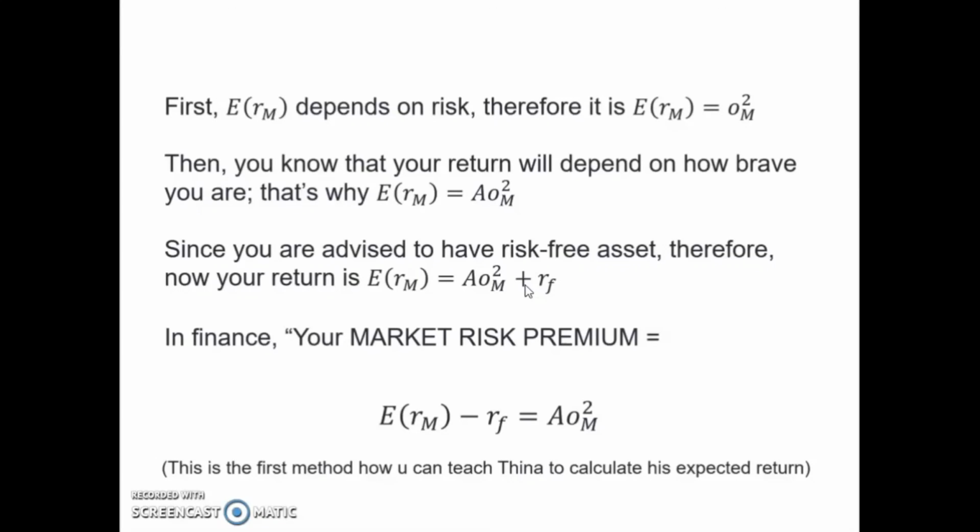So in finance, you can alter this formula to become ERM minus RF. That is again, what is it? Market risk premium. It means that here the market risk premium is also equivalent to your bravery level and the risk that you are taking. So now this is the first method of how you can teach Tina to calculate his expected return. Okay, so now you can say to Tina, in order to calculate the expected return, you have to consider your bravery level and also the risk. And if you have a risk-free asset, make sure you add that too. Okay.